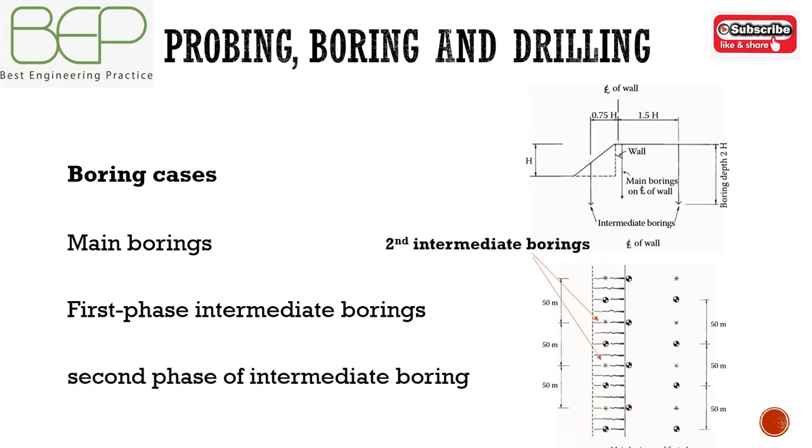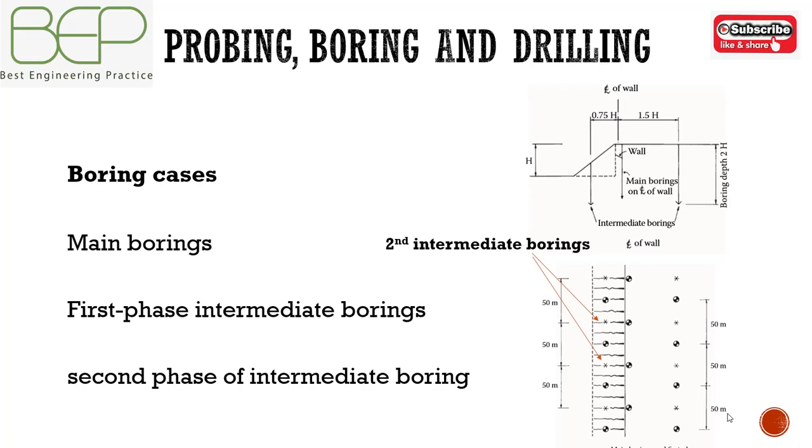If the ground proves to be very variable, a second phase of intermediate borings is carried out with a boring depth dictated by the findings of the previous boreholes. This amount of investigation will be rare in some countries.